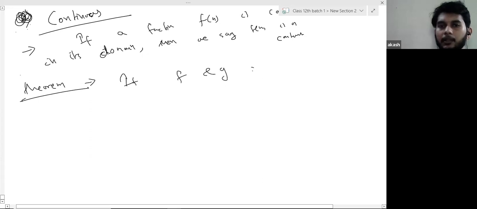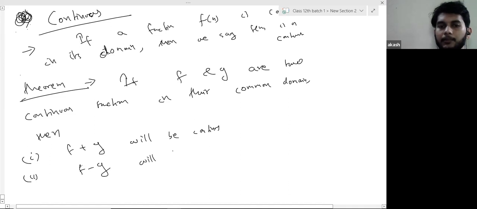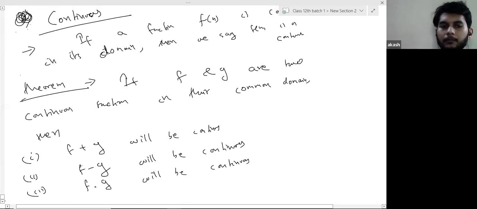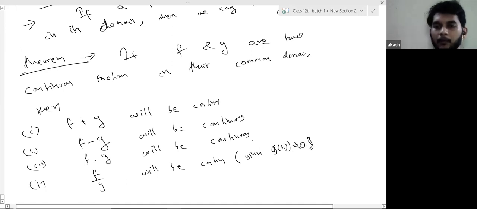If f and g are two continuous functions in their common domain, then f plus g will be continuous, f minus g will be continuous, f into g will be continuous, and f upon g will be continuous, given g of x is not equal to 0. All right. What does this say?